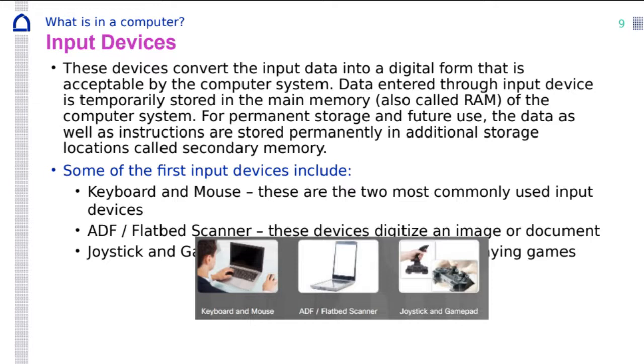Input devices, we all know about input devices. These devices convert the input data into digital form that is accepted by the computer system. The data that is input through the input device is temporarily stored in the main memory, or we call it RAM, of the computer. If I need permanent storage, you can add additional storage such as secondary memory, and we will give you some examples for that.